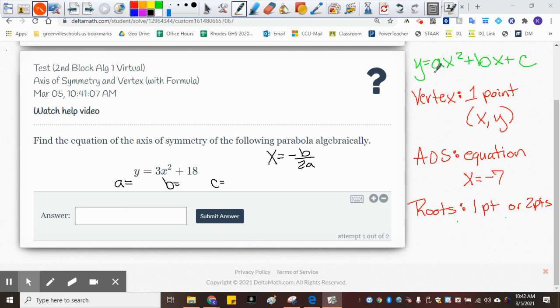Okay, remember a is always the number in front of x squared. B is always the number in front of x. 0, nice job. If it's not written, it's a 0. This is 3x squared plus 0x. Well, that's just 0, so that's why they don't write that. Adding 0 to something doesn't change anything. Plus 18.